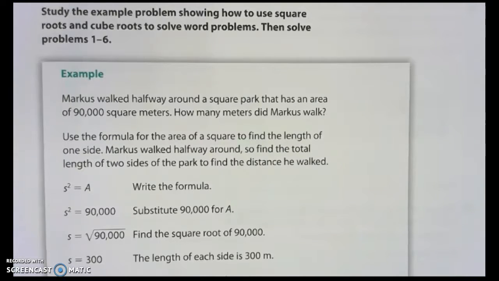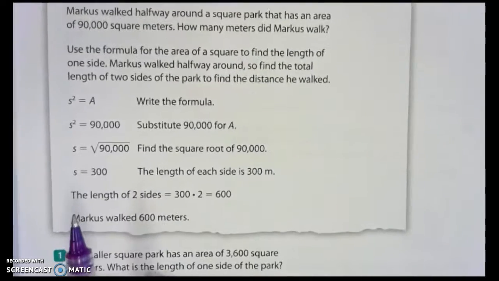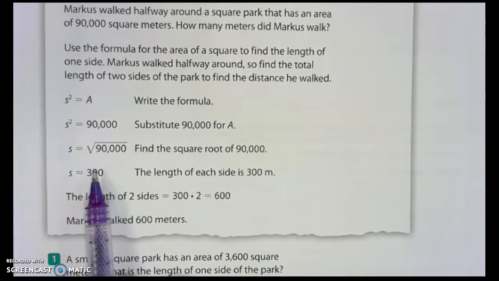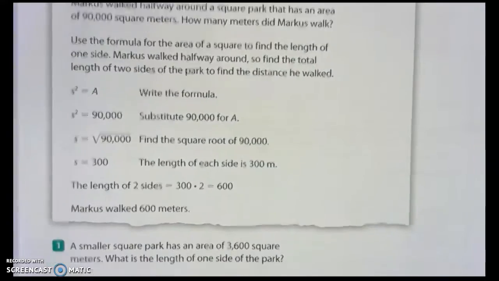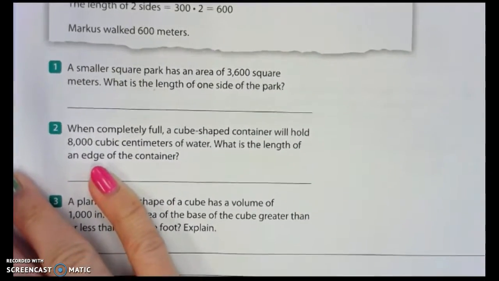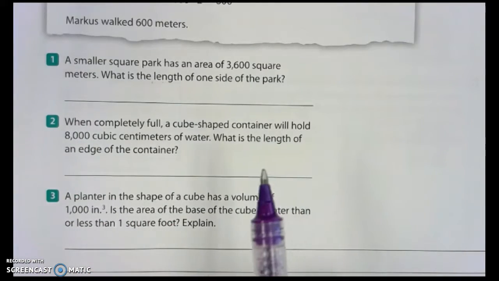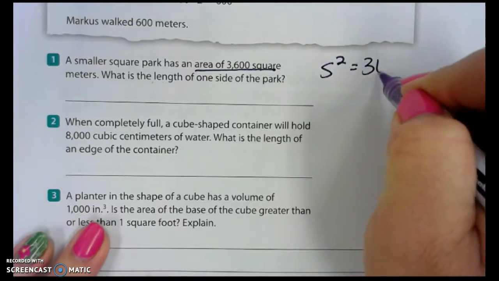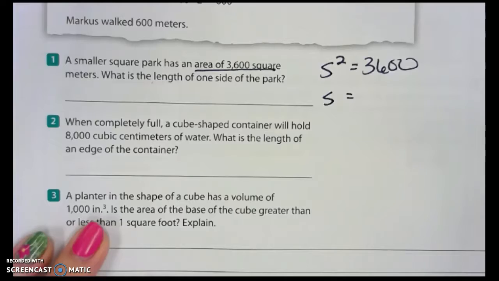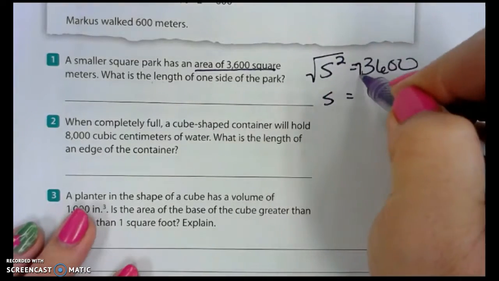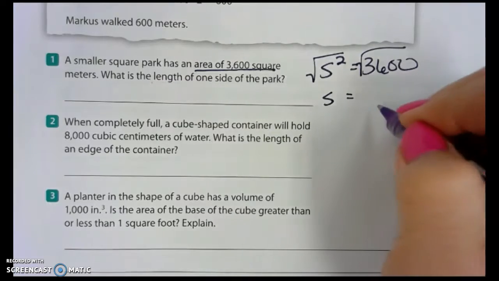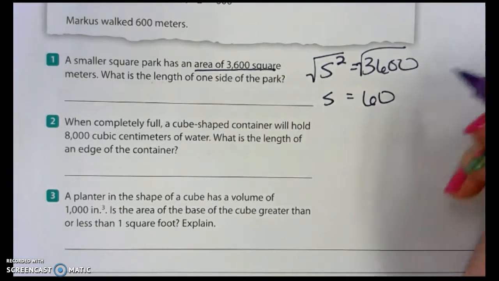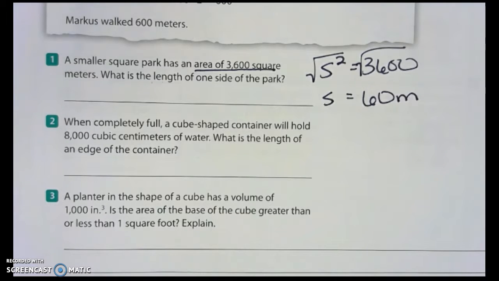All right, top of page 17, we've got an example. He walked halfway around the park. That had an area of 90,000. They're showing you all of their work. The side length was 300. He walked halfway around. That's 2 of the sides. 300 plus 300 makes 600. A smaller square park has an area of 3,600 square meters. What is the length of one side? We have area, which is 2-dimensional, and we want to know the side length. Take the square root of both sides, and the square root of 3,600 is 60.